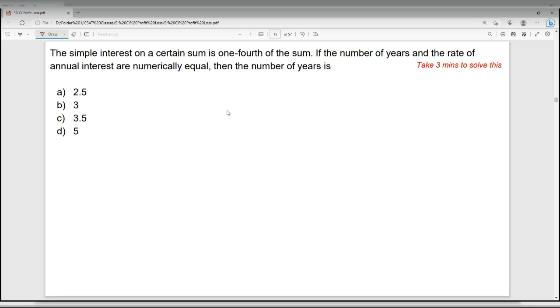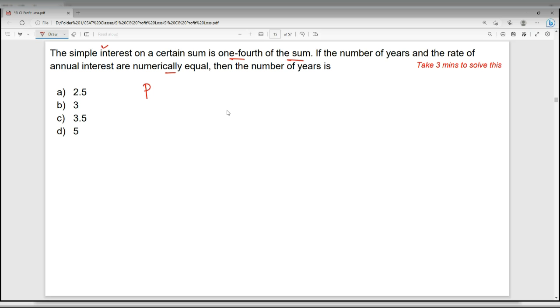So again, this is a simple interest one. The simple interest on a certain sum is 1/4 of the sum. If the number of years and the rate of annual interest are numerically equal, then the number of years is. So they are saying that simple interest is 1/4 of the principal amount of the sum. If the number of years and the rate of interest are numerically equal, then the number of years is. So we need to calculate the number of years.